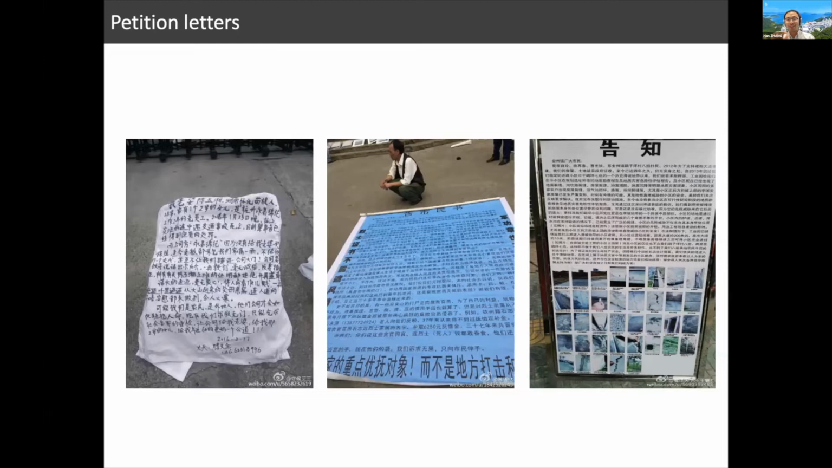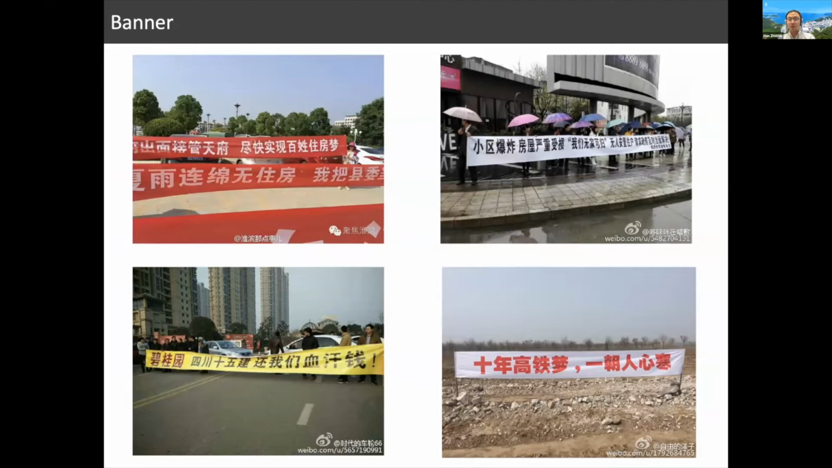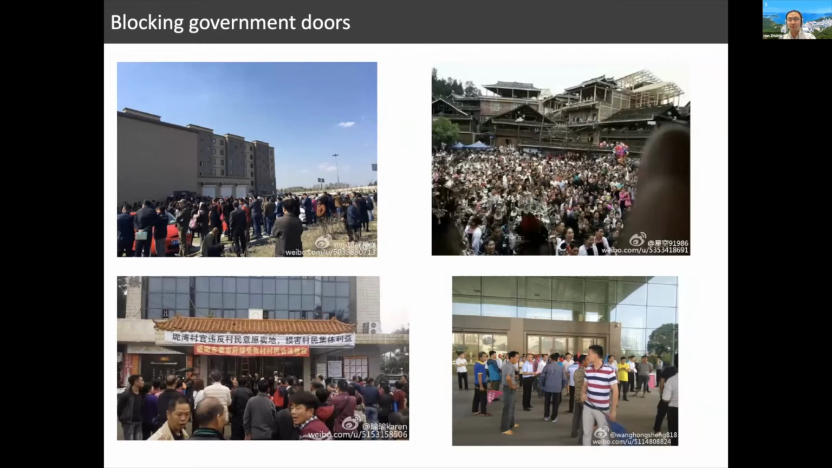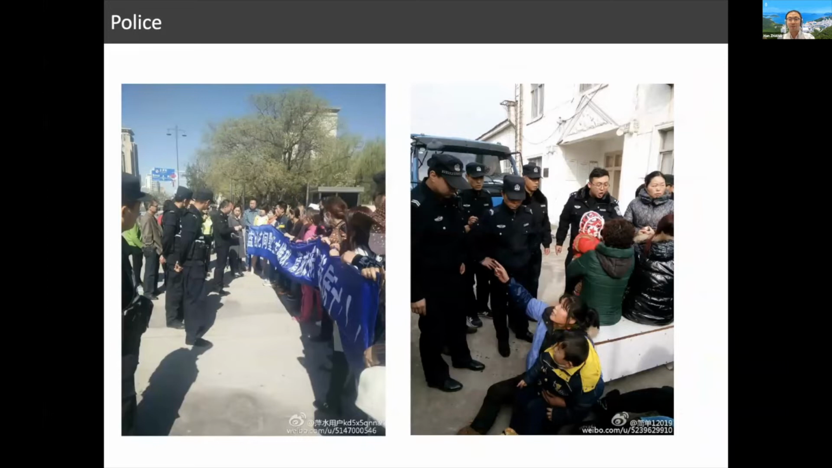Okay, so these are the two text relevant ones, but all the others might be kind of similar to what you have imagined, like people having banners and voicing out their claims. And this will be like people actually blocking the government doors and trying to force the government to help. And this will be people blocking the street, disrupting social order to try to attract bystanders. And this will be the confrontation between police and the protesters.